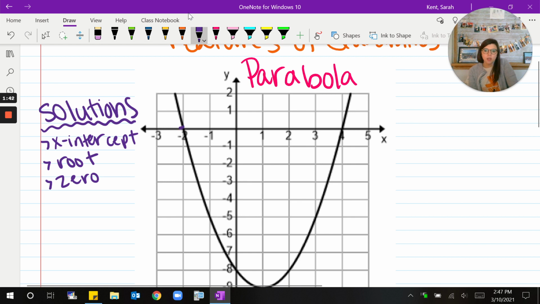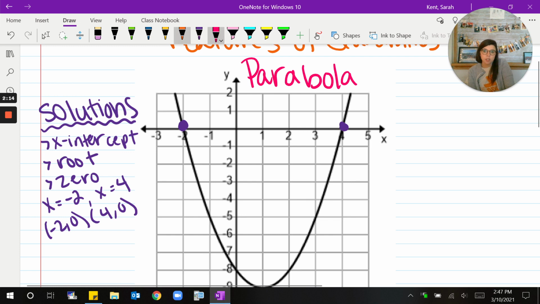So if we look, we can find one here at -2, and there's another at 4. So if you remember, we might write these answers as x equals -2, x equals 4, or I could write it (-2, 0), (4, 0). Either way, that's how we would show a solution.